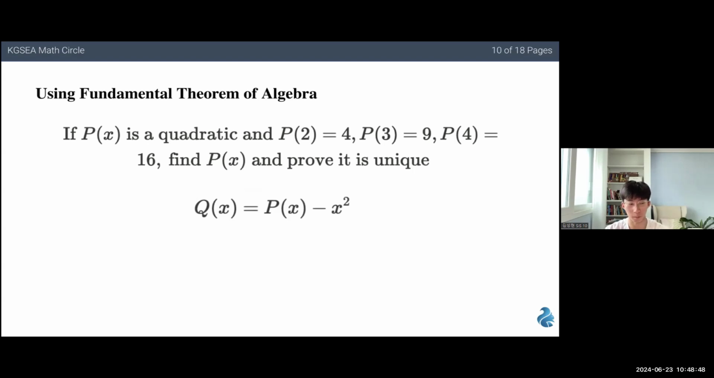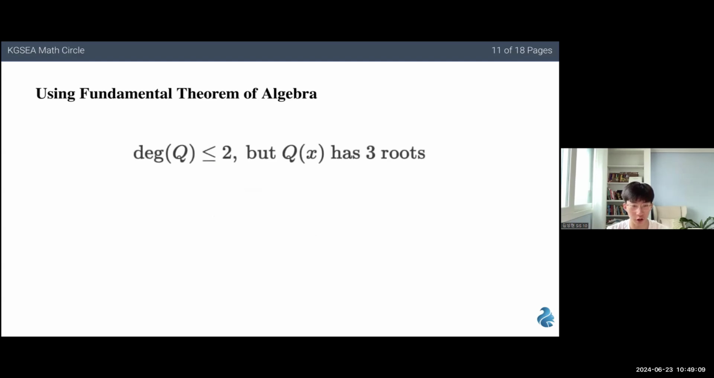x minus x squared. And since p of x is a quadratic, and you're subtracting another quadratic, the degree of q of x is at most 2. And furthermore, using the definition of q of x, we get that q of 2, q of 3, and q of 4 are all equal to 0. So there seems to be a contradiction here, which is that the degree of q is at most 2, but q of x has 3 roots.